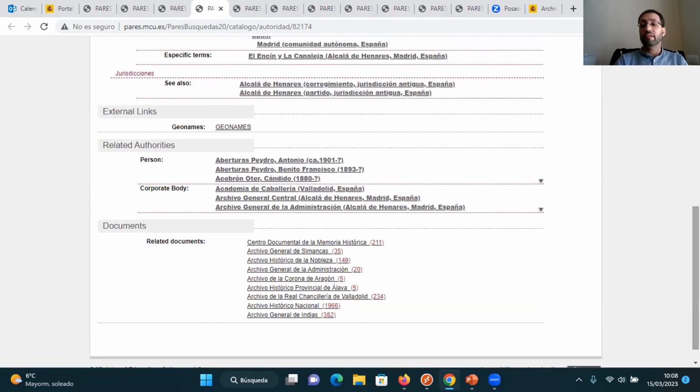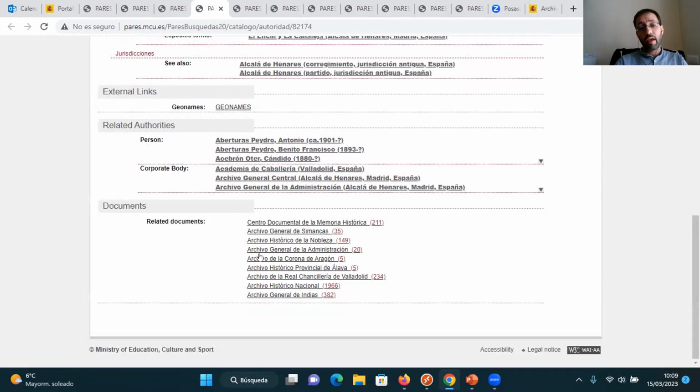In all this description of different entities in Pares, we can see which documents are related to the entity. For example, information about Alcalá de Henares is in different records of different archives in our system. We have 5 documents that mention the city of Alcalá de Henares in the archive of the Crown of Aragon, Archivo de la Corona de Aragón.